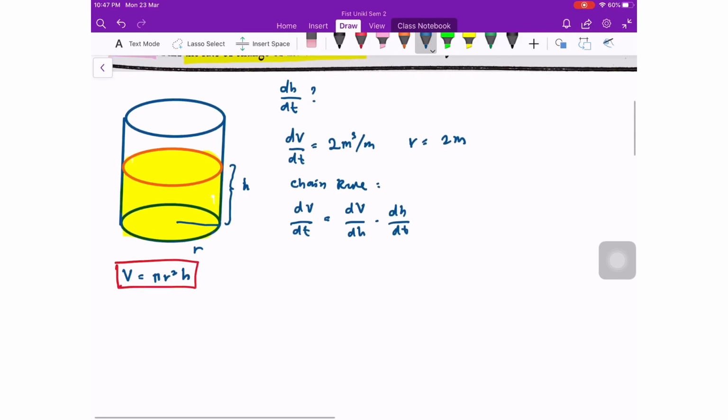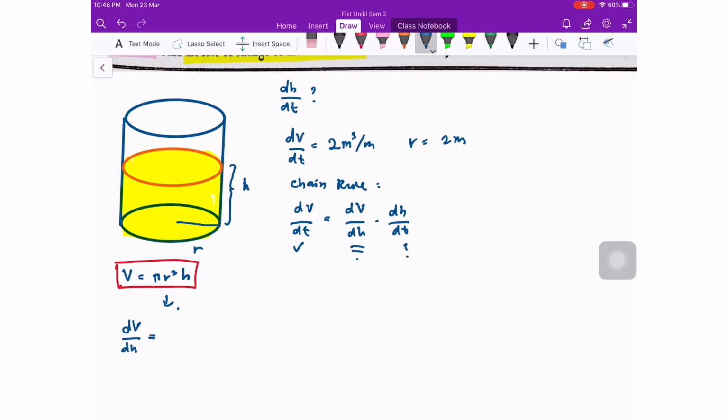So here, so we already have a value for dV dt, and now we're looking for dH dt. So kita nak kena dapatkan lagi satu, iaitu dV over dh. So in order to find dV over dh, saya akan gunakan formula volume dekat sini, which is V equals to pi r squared h. So kita nak kena differentiate V with respect to h accordingly. So here kita akan differentiate dV with respect to h.